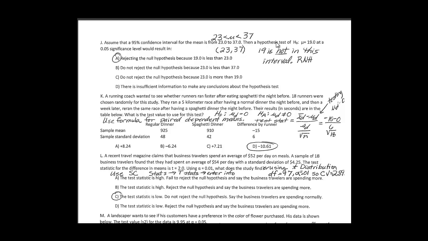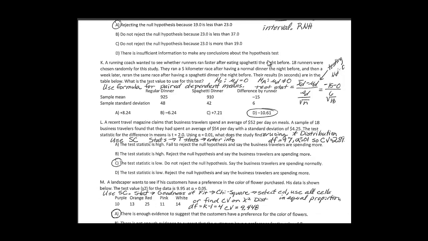We have a hypothesis test where our null hypothesis is that mu is equal to 19. When we're using our confidence interval, I'm looking to see if what I'm testing for is in the confidence interval, and because it is not, I would reject the null hypothesis.